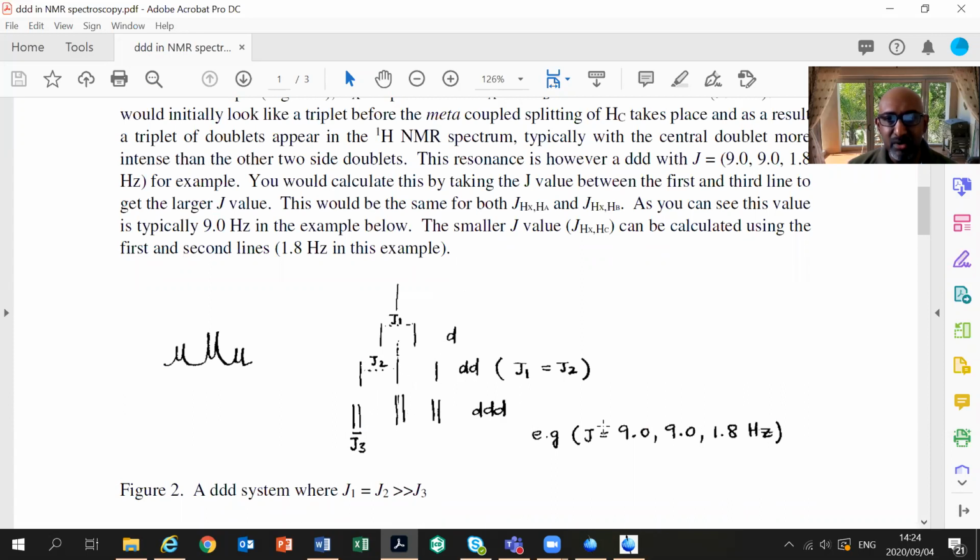You saw how that came about. And the last coupling constant is 1.8 Hertz, approximately 2 Hertz for the meta coupling. So you can see this sort of pattern that you can actually get. And this is what the peak looks like in a normal NMR spectrum.